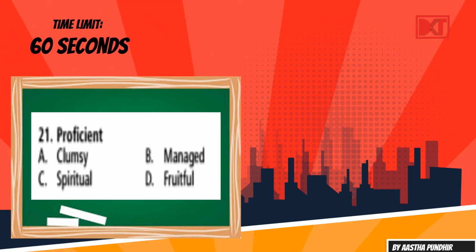Okay, so here we have the next word as proficient. Here the options are clumsy, managed, spiritual, and fruitful. So here the antonym of proficient is clumsy. Clumsy is someone who's inefficient, messes things up, drops things, falls down, a clumsy person. Proficient is someone who's very well managed and efficient, all right? So proficient can be a synonym of managed. Yeah, fruitful is something that's advantageous, spiritual is something that involves the spirit, that's maybe sort of religious or holy.